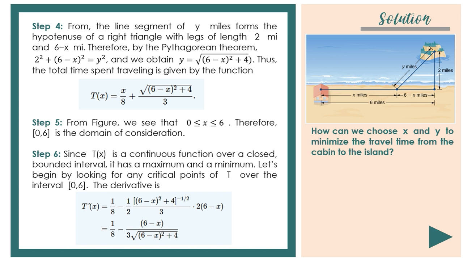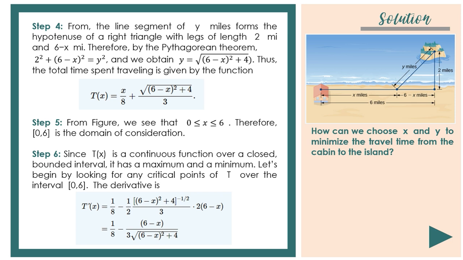Let's begin by looking for any critical points of t over the interval 0 to 6. So kinahanglan natin pangitawan ang ating critical points. That means we need to derive. So derive natin ang kabilugan ng equation, derivative of x over 8. So that is equal to 1 all over 8. Then this time, derive natin ang aring equation.